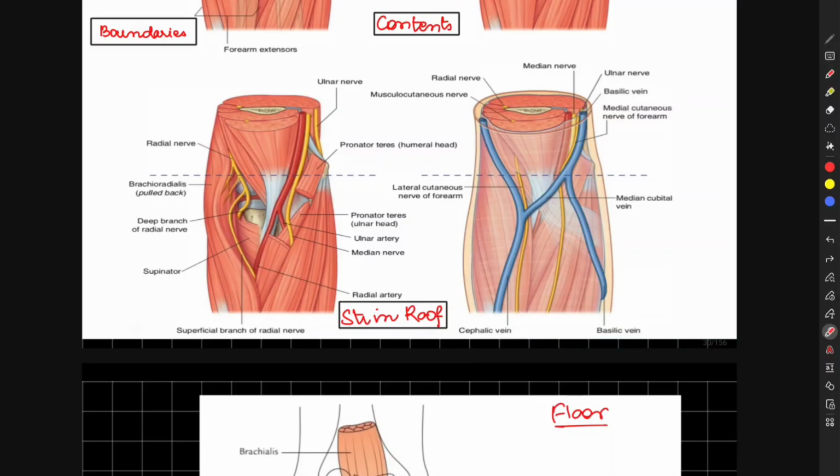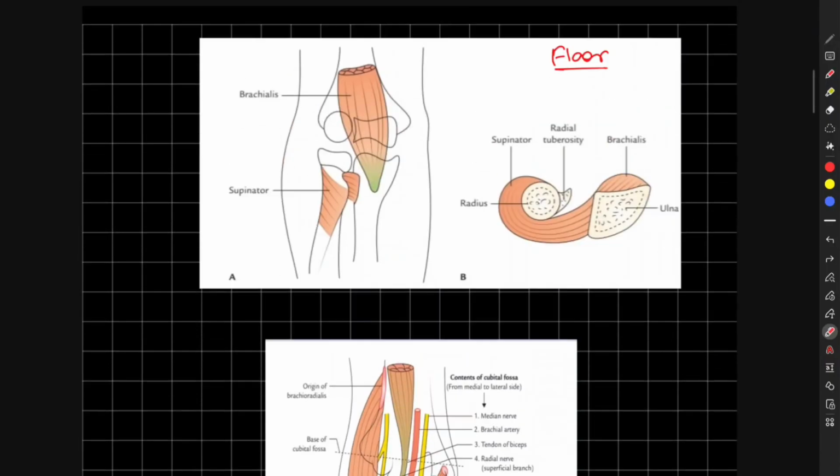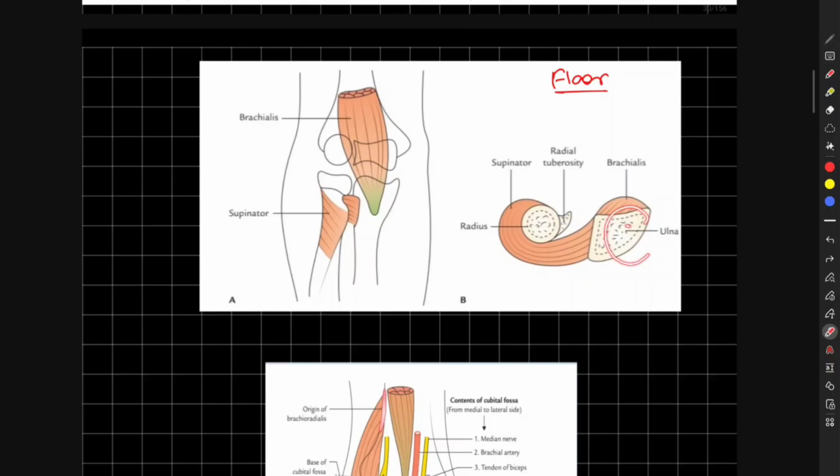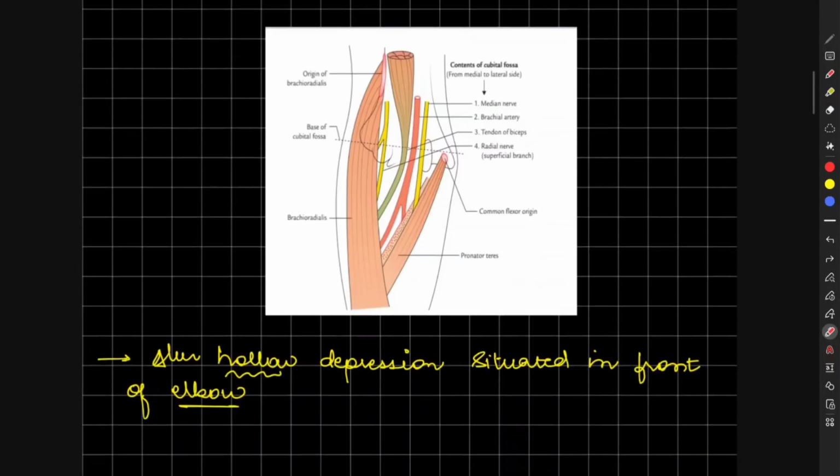Now, talking about the floor of the cubital fossa, the floor is formed by two muscles, the brachialis and the supinator muscle. Over the ulna we have the brachialis muscle, whereas from the ulna to the radius we have the supinator muscle. So the brachialis and the supinator form the floor of the cubital fossa.